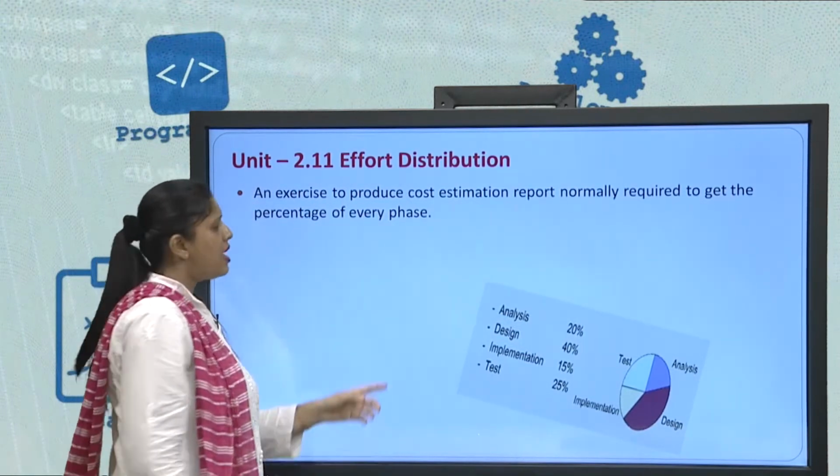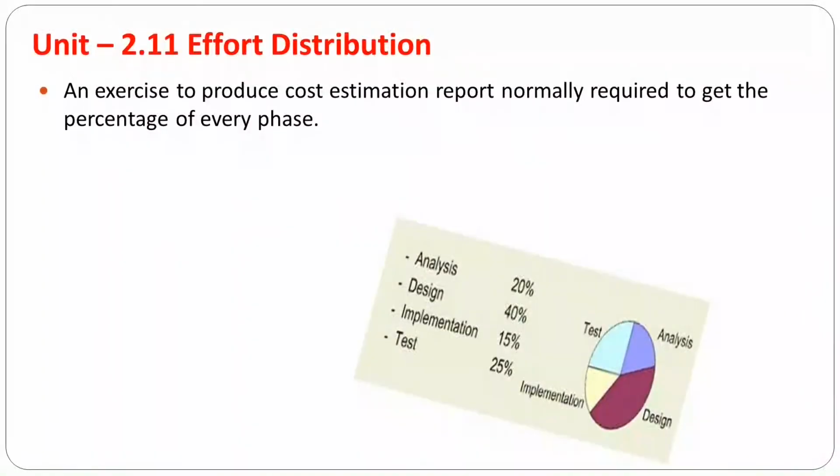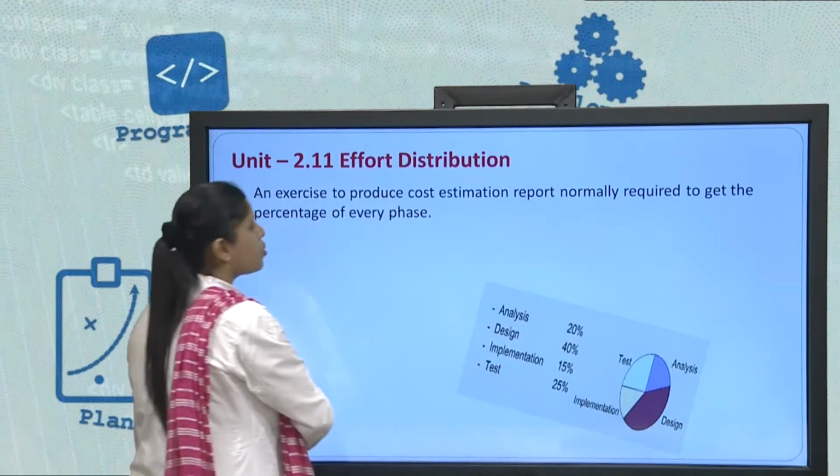I hope you can see this diagram. There are 4 phases there: analysis, design, implementation, test. Now, analysis is 20%, design is 40%, implementation is 15% and test is 25%. So, I have distributed my work accordingly. Now, if you see my designing part is of higher percentage, then the effort required in designing is going to be more.